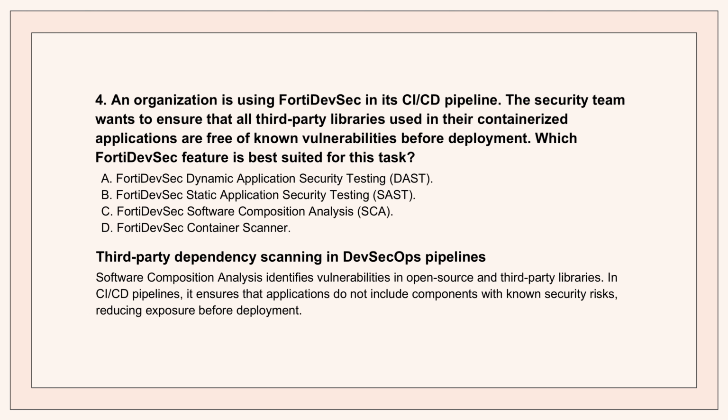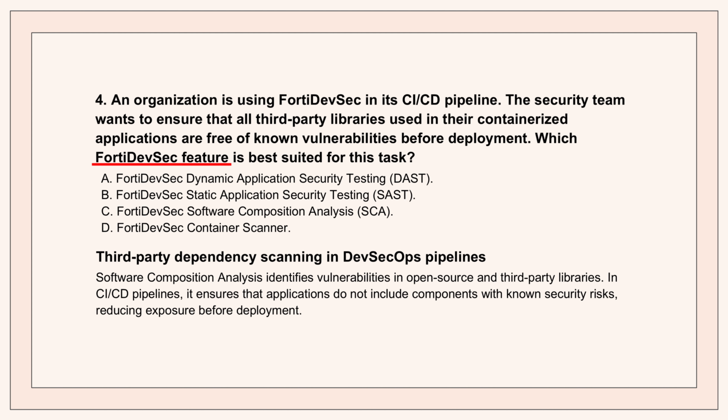Okay, staying in this DevSecOps space, let's talk about stopping vulnerabilities before they hit production, especially focusing on, well, all that third-party code we rely on. Let's discuss FortiDevSec for third-party library vulnerabilities. So an organization is using FortiDevSec. It's plugged into their CI/CD pipeline. The security team's big priority, making sure all those third-party libraries, the open-source stuff they pull into their containerized apps, are free of known vulnerabilities before deployment. Critical step. Which FortiDevSec feature is really designed for this specific, crucial task? Because we know these libraries are a huge attack surface, right? How do you get a handle on that?